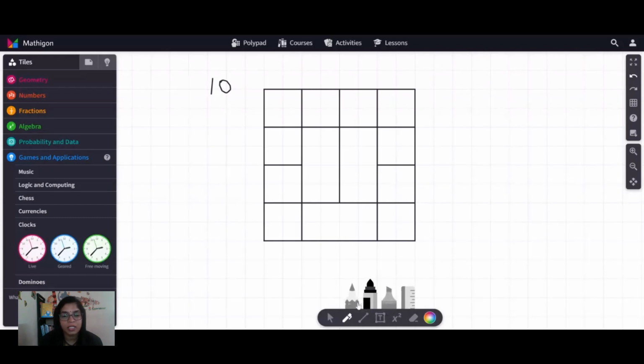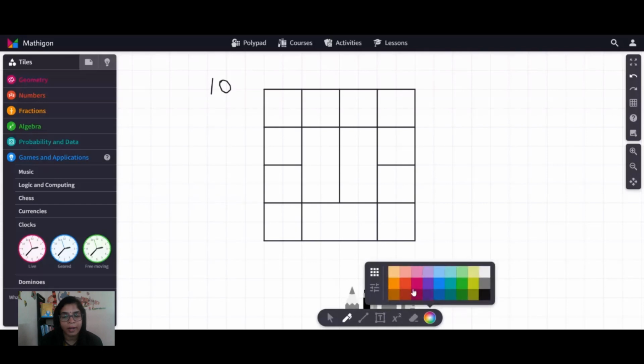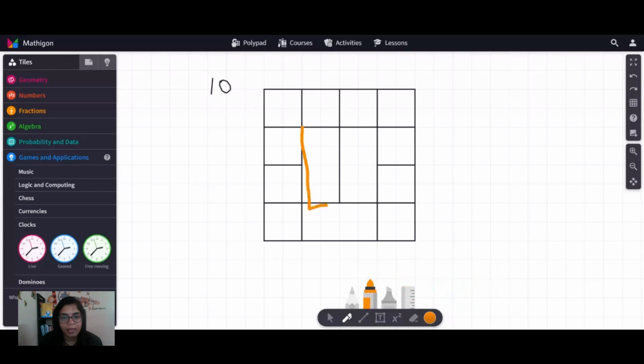Now children start seeing, oh right, there are some bigger squares also. They'll start seeing a little bigger square, right? This is a bigger square, a little bigger square, correct? This is a little bigger square, right? It's a bigger square. Now, are there any more bigger squares?